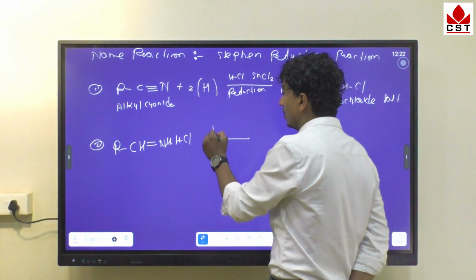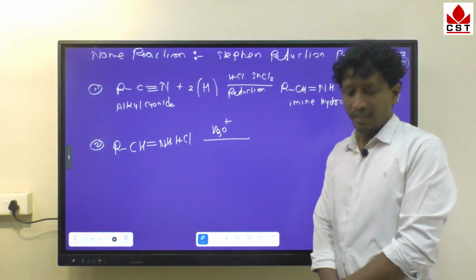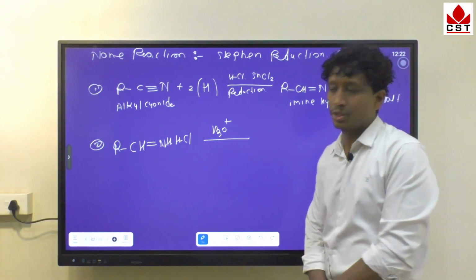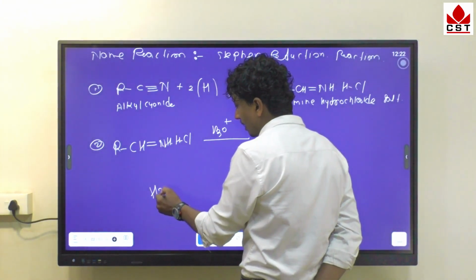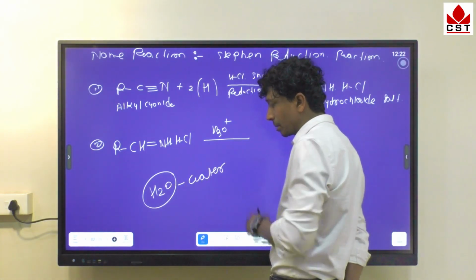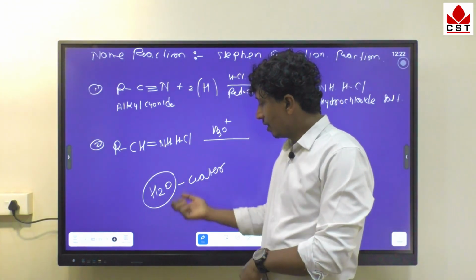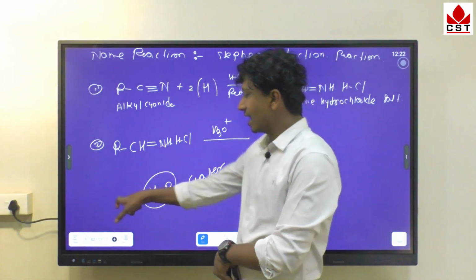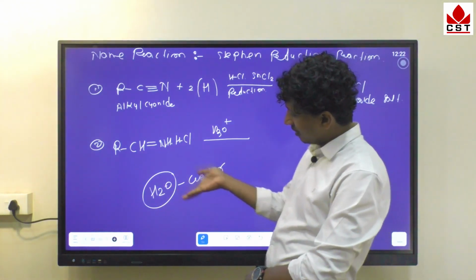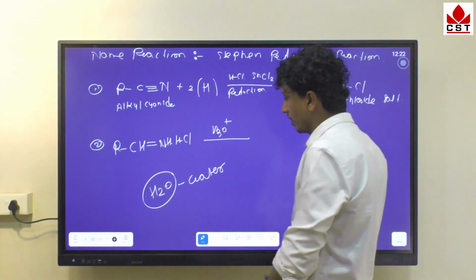This is a salt, which is then treated with H3O plus. In a previous lecture I explained the acid H3O plus. In chemistry, H2O is water, and water is amphoteric in nature. What is meant by amphoteric? When water is treated with an acid, water acts as a base. When water is treated with a base, water acts as an acid. So water is amphoteric in nature.